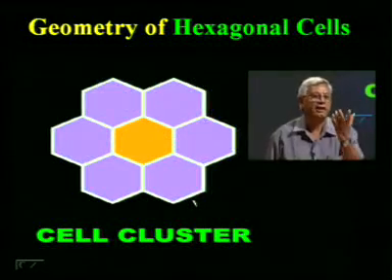We have already studied the hexagonal cell structure. Now, we will discuss the cell geometry, how these cells are formed, and that is called the cell geometry. So, again we are coming to the 7 cell cluster. How has this 7 cell cluster been formed?